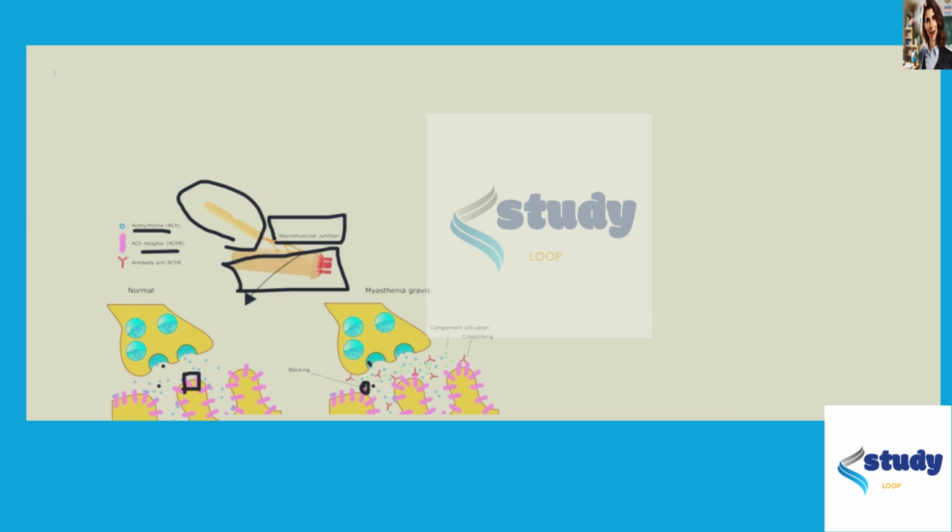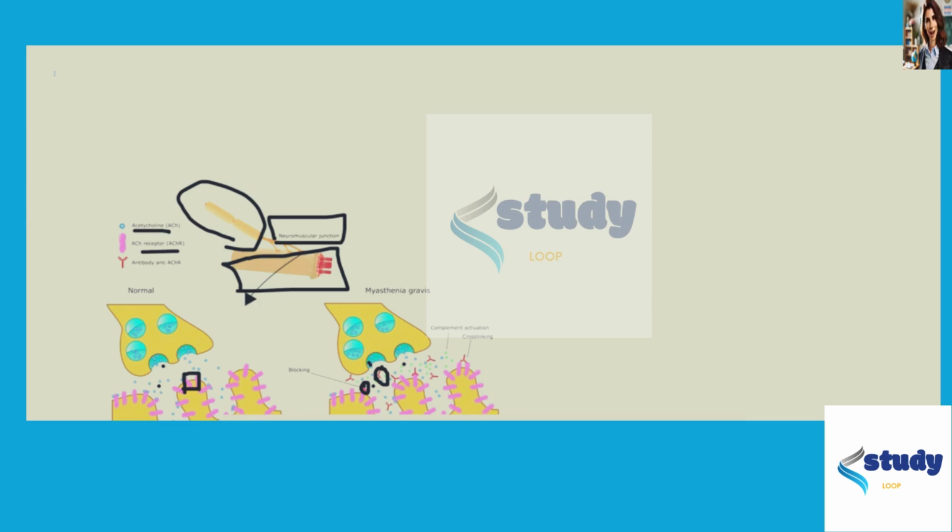B states that the body produces antibodies against acetylcholine, which prevents acetylcholine from transmitting signals. No, it's not. The antibodies aren't trying to counter the effects of or bind to acetylcholine. They're binding to receptors, so it's not antibodies against acetylcholine.